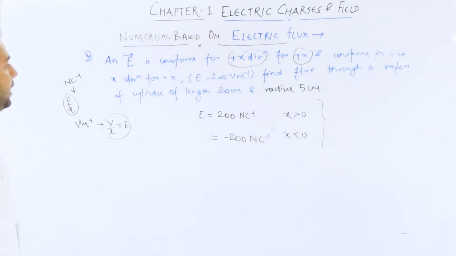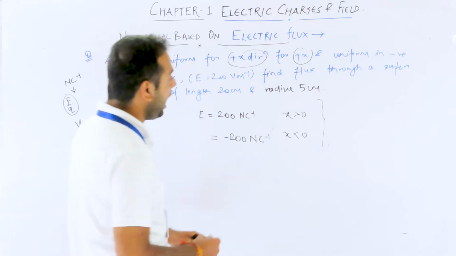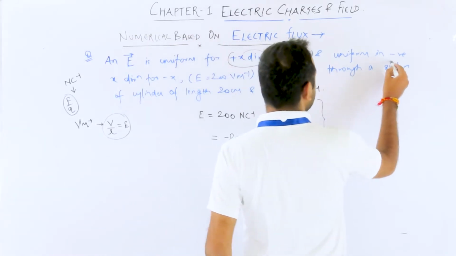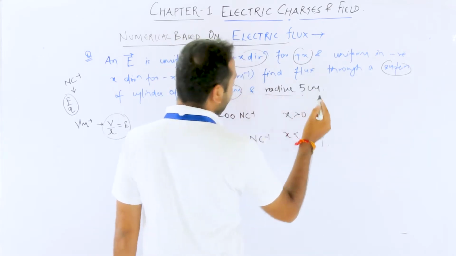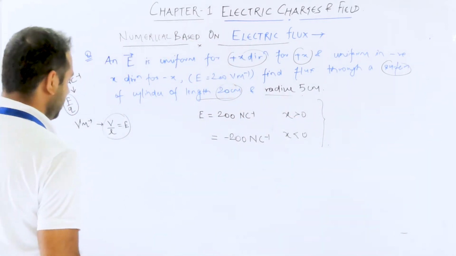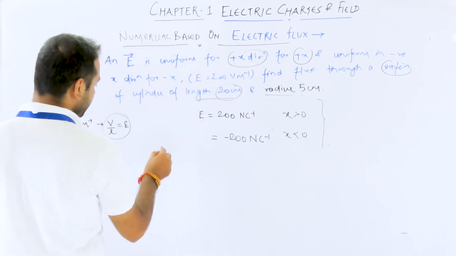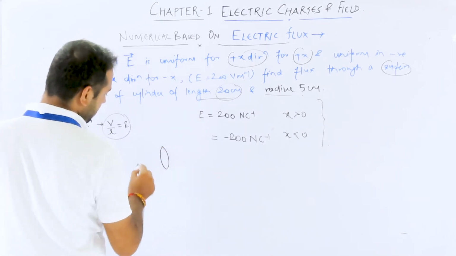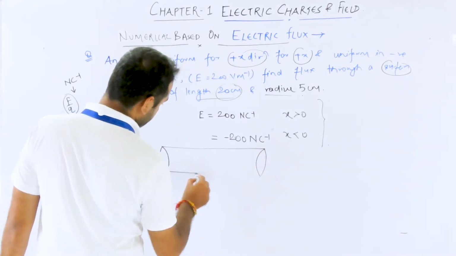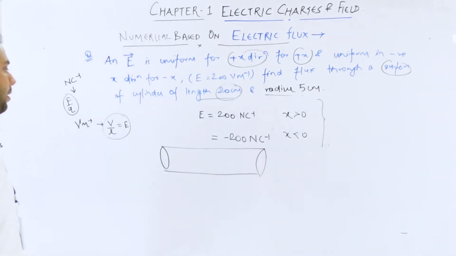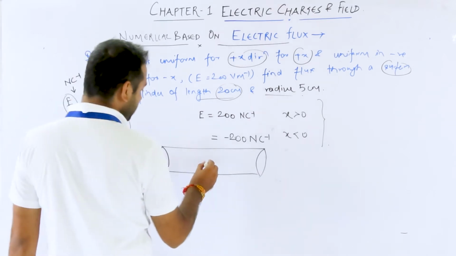Now let's see, find flux. It is asked to find the flux through the surface of a cylinder of length 20 centimeter and radius 5 centimeter. Let's see how to do this. Now we should draw a cylindrical surface. Let's say this would be my cylindrical surface. Okay, and let's say this would be my origin.